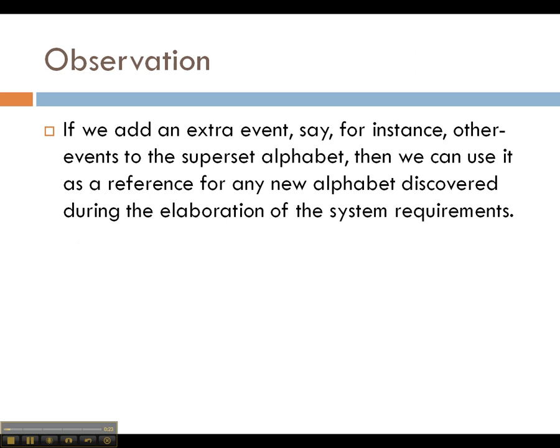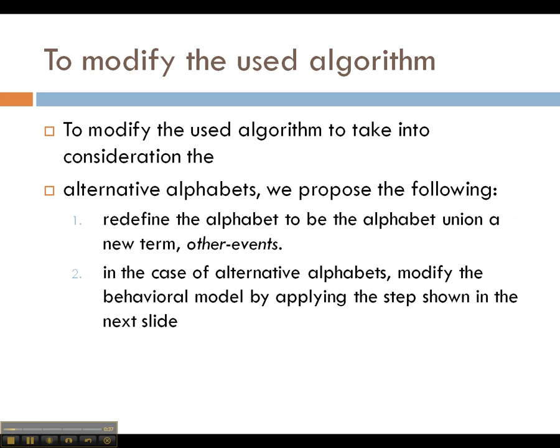Our observation is that we can add an extra event, for example, other events, to the superset alphabet. Then we can use this as a reference for any new alphabet discovered during the elaboration of the system requirements. To modify the algorithm to take this into consideration, we propose the following.